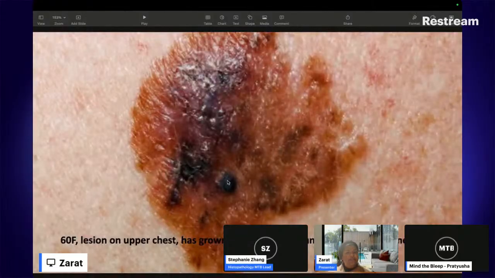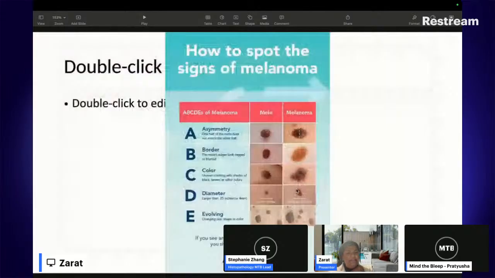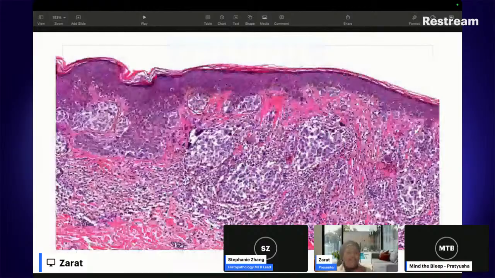There are lots of color variations. The borders are not nice. They're irregular, and it has grown very rapidly, and it's more than 4 millimeters. So all of this nicely fits into your ABCDE of signs of a melanoma. So this is what a melanoma looks like.